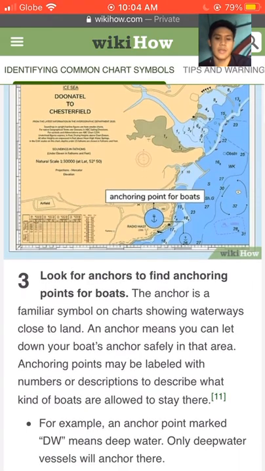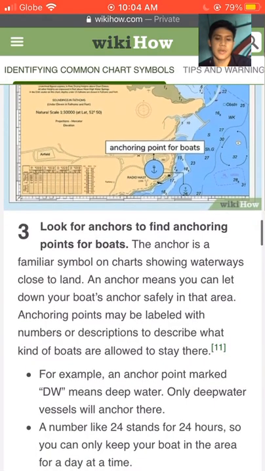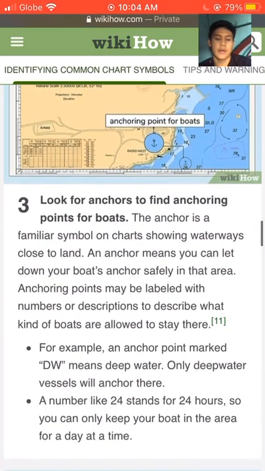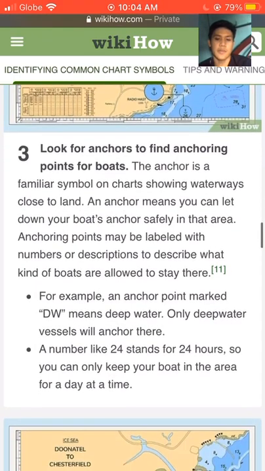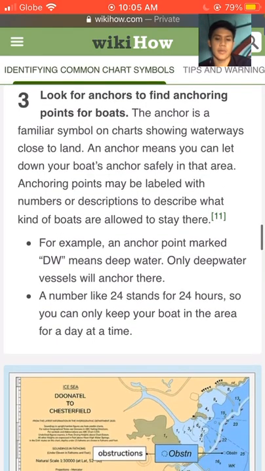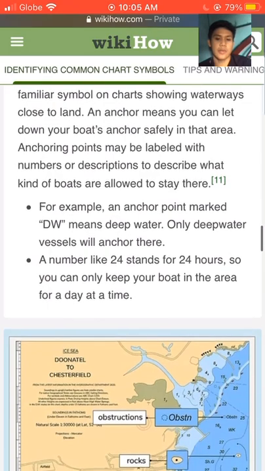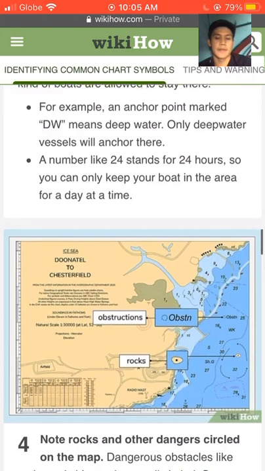Anchoring points may be labeled with numbers or descriptions to describe what kind of boats are allowed to stay there. For example, an anchor point marked DW means deep water. Only deep water vessels will anchor there. A number like 24 stands for 24 hours, so you can only keep your boat in the area for a day at a time.